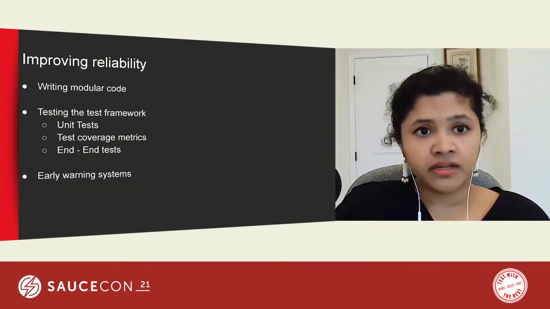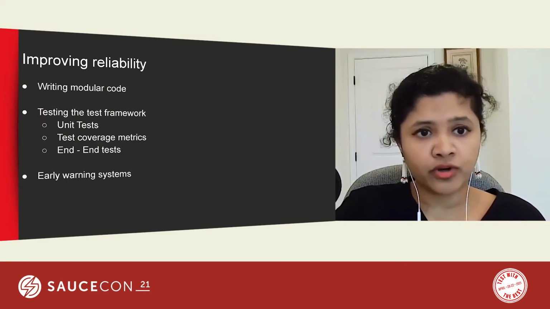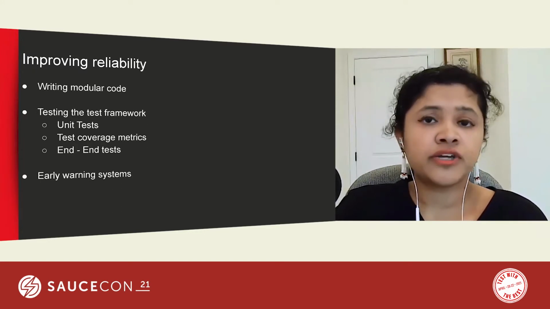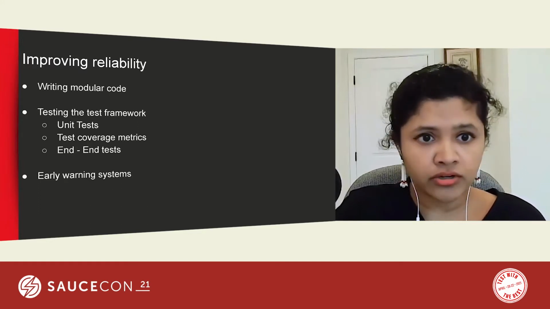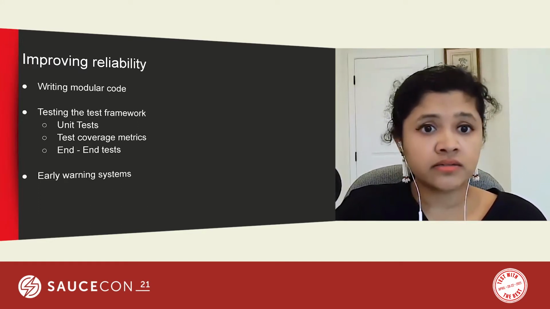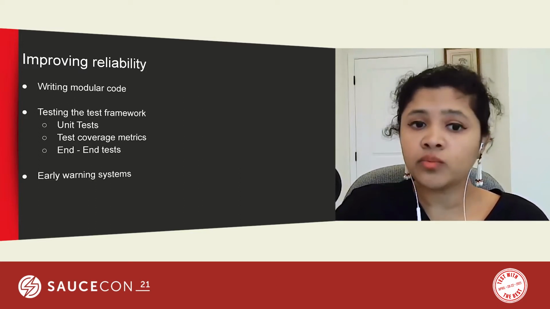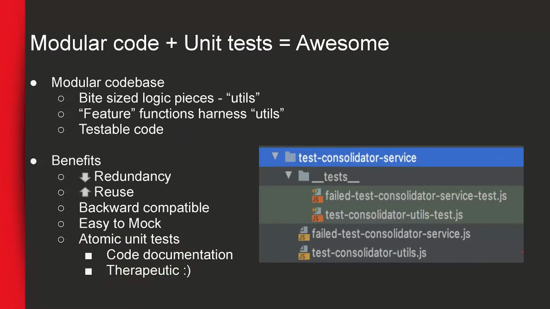So with that in mind, what did we do to improve reliability of our framework? To break it down, we did three main things, right? We wrote modular code, or started writing modular code. We started extensively testing the test framework, and we set up early warning systems or early feedback systems. Modular code and unit tests are actually awesome, and that's a fun fact.